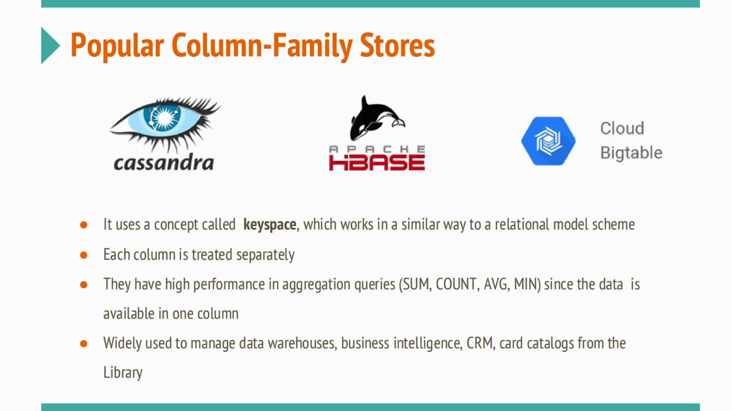Let's look again at some of the popular column family databases. Apache Cassandra, for example, uses a concept called a key space, which is similar to a schema in a relational database. It's a container for your data. A key feature of these databases is that each column is treated as a separate item. This makes them efficient for aggregation queries. Queries like sum, count, average, minimum, and so on.